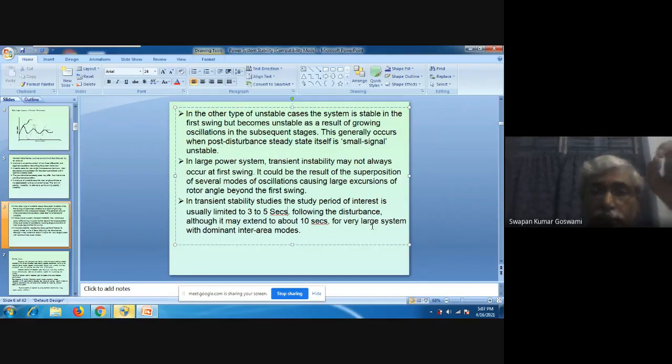Following the disturbance, okay, 3 to 5 seconds following the disturbance, although it may extend to about 10 seconds, because of large disturbances, because of the impact of other swing modes, to know whether those swings are actually impacting the stability of the generator or not, sometimes it may have to be carried up to 10 seconds as well. For very large system with dominant inter-area mode.